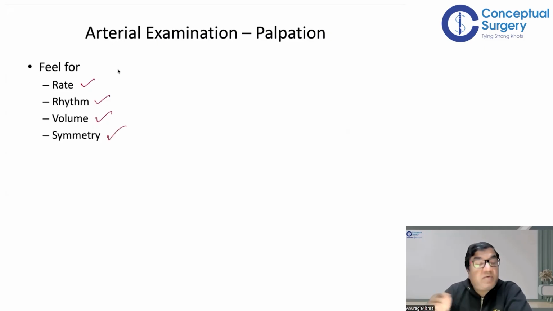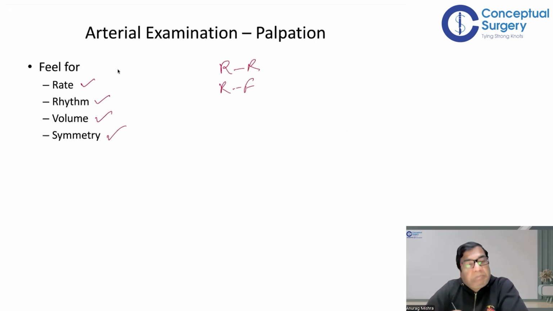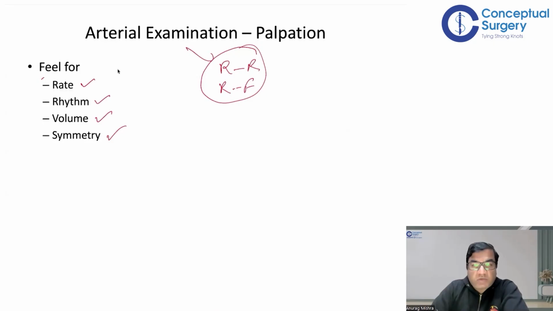Again, there are other things which students are very fond of, like radial delays and radiofemoral delays. Yes, in some cases it is important, but I think you require a great degree of expertise to pick these things up. But do not focus on this at the cost of this. So this is more important for us. If you're able to record and report the rate, rhythm, volume, and symmetry, very good, I think you'll be okay.